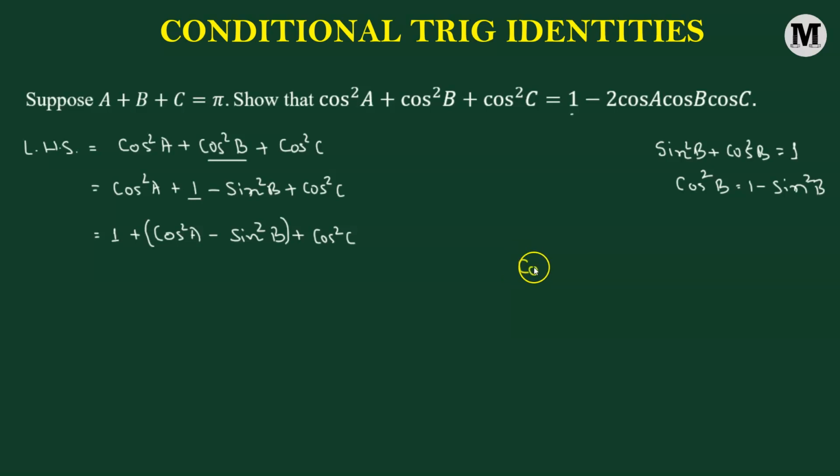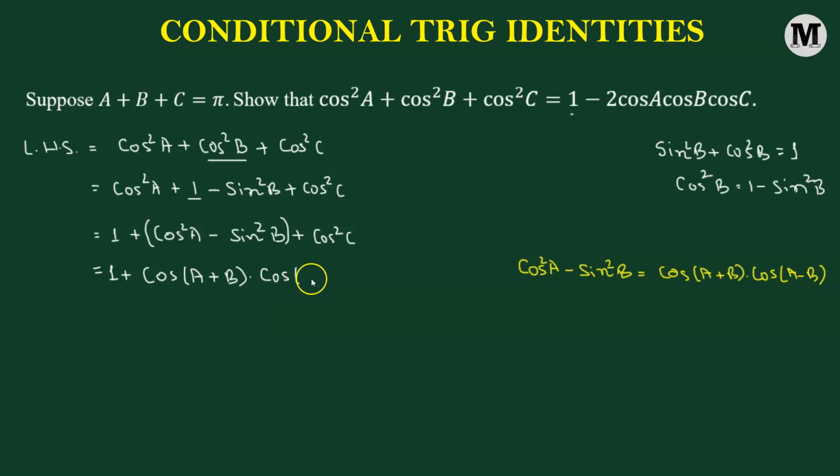So cosine squared A minus sine squared B can be expanded to get cosine of A plus B multiplied by cosine of A minus B. So we will now get 1 added to cosine of the angle A plus B multiplied by cosine of the angle A minus B added to cosine squared C. Now we're going to use the condition that A plus B plus C equals pi to change cosine of A plus B.